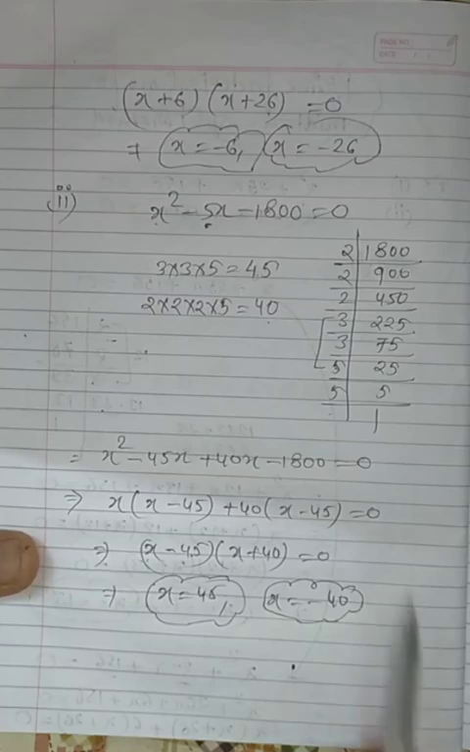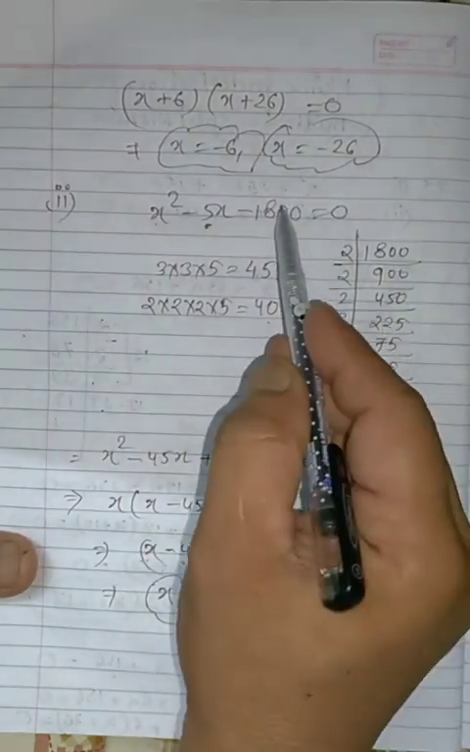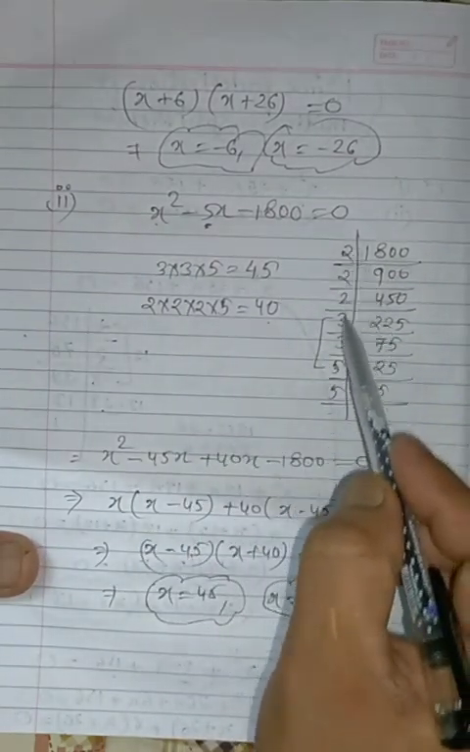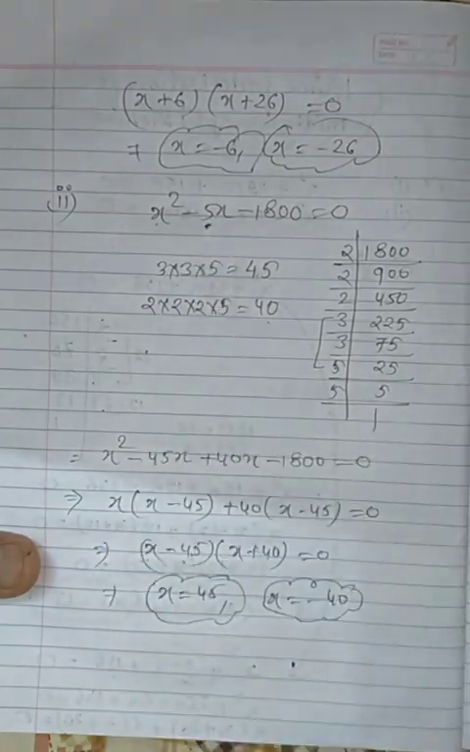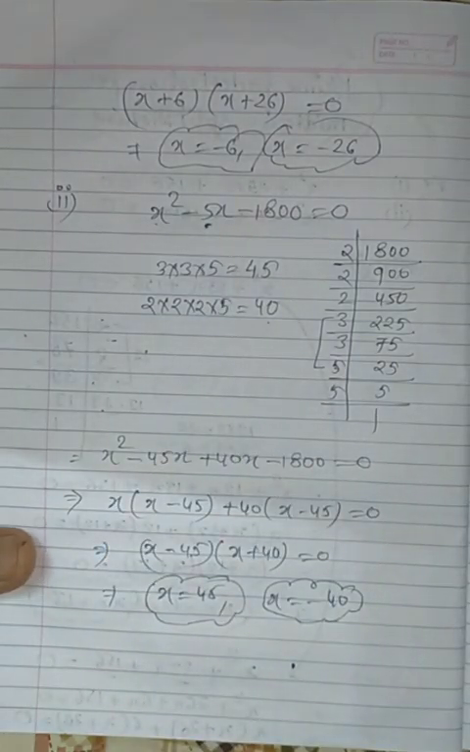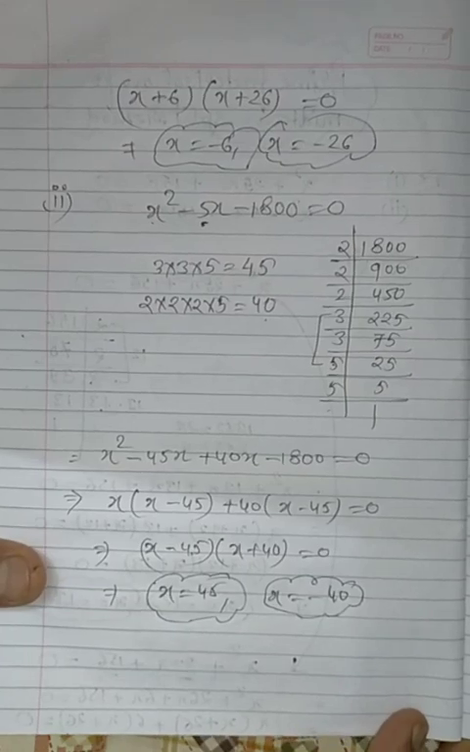So this way we can prime factorize the last number, and from those prime factors we can find our middle term. Keep on practicing this and you will learn to split the middle term.